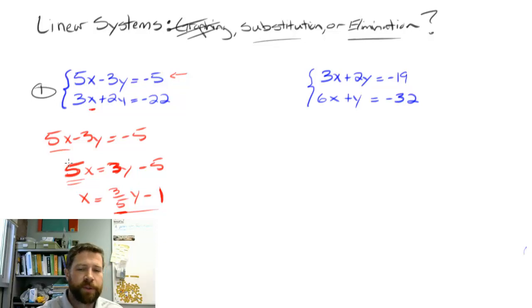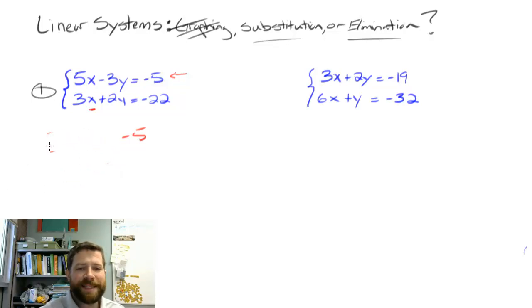So, substitution or elimination. I look at both these equations, and for number 1, no way. There's no way I would ever use substitution for this. I would always only use addition and elimination. And the question is, why would you use addition and elimination? The answer is simply because it's not set up nicely for substitution. Honestly, that wouldn't work at all.